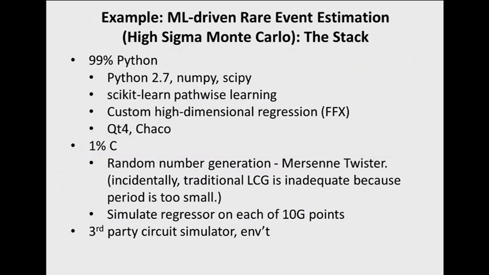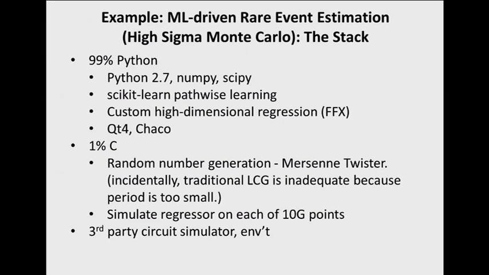So the summary, the stack under that is it's using Python 2.7, NumPy, SciPy. It's using scikit-learn pathwise learning because it's using this FFX algorithm, this regression algorithm I mentioned a few slides ago. It also has 1% C. And the reason is when we're sorting those 10 billion points, it's too slow to do it in pure Python. And we actually looked at a whole bunch of the different accelerators, things like Blaze and this sort of stuff. But in the end, we went straight for C.